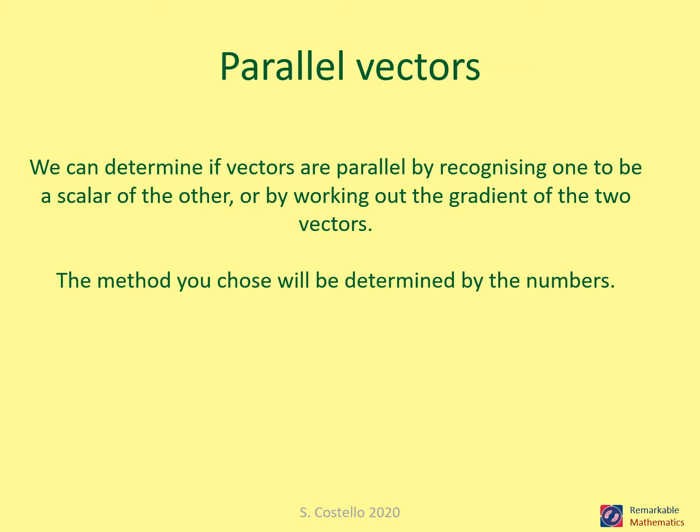We can determine if vectors are parallel by recognizing one to be a scalar of the other, or by working out the gradients of the two vectors. The method you choose will be determined by the numbers. Sometimes you can just see that one is a scalar of the other. Other times you have to work out the gradients and find out that way.